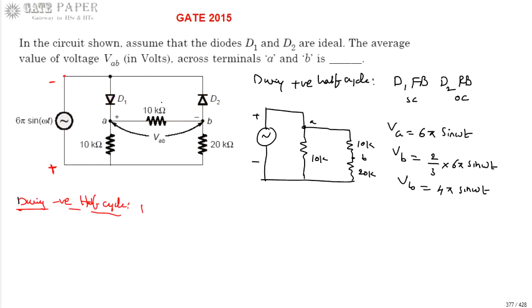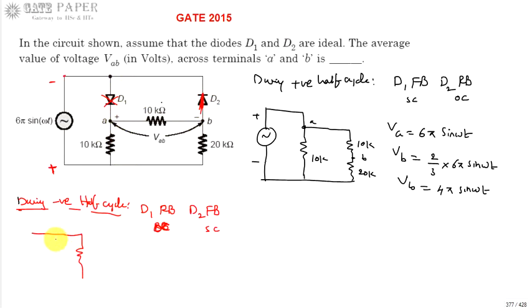That makes D1 reverse biased and D2 forward biased. Whenever D2 is forward biased, D2 acts as a short circuit, and D1 is reverse biased. Reverse bias is nothing but open circuit, so D1 acts as an open circuit, that is, it is simply not there, and D2 acts as a short circuit. The equivalent circuit diagram looks like this.